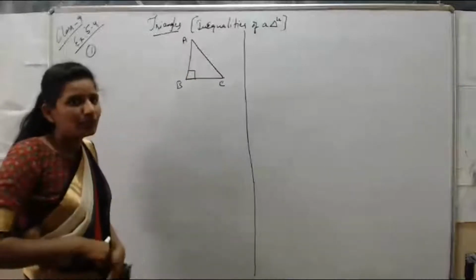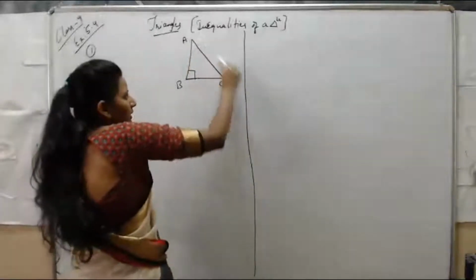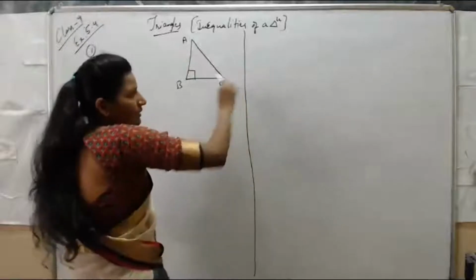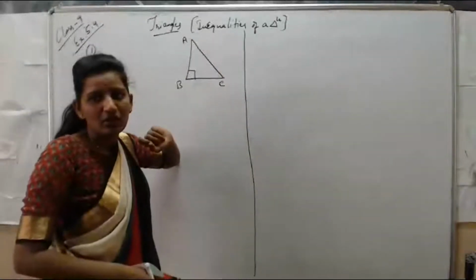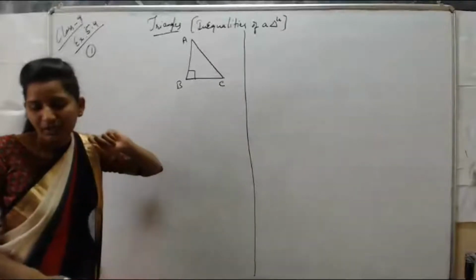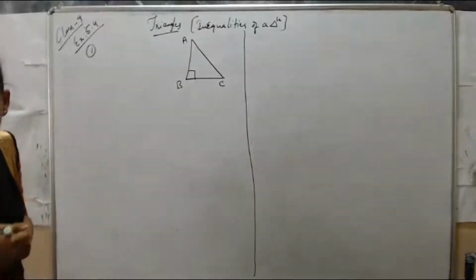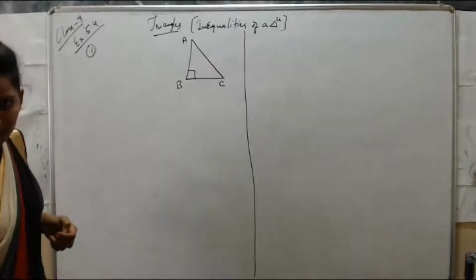Here what we have to prove is that AC is the longest side. By seeing only, we can tell AC is the longest side. Okay. Now see, I am writing the proof.